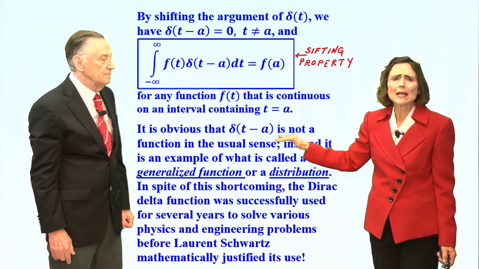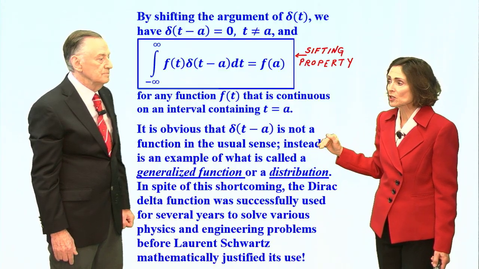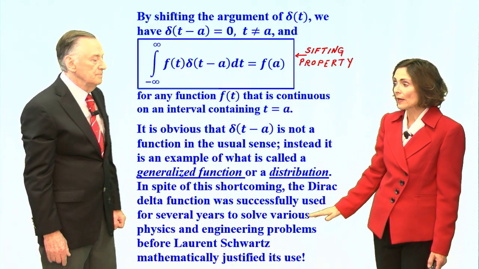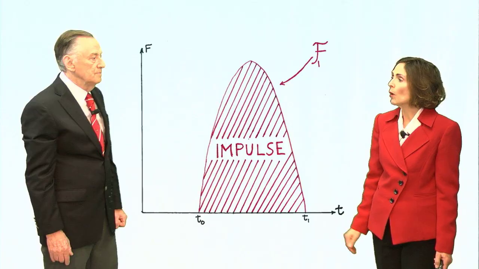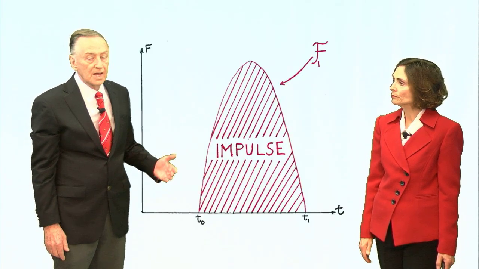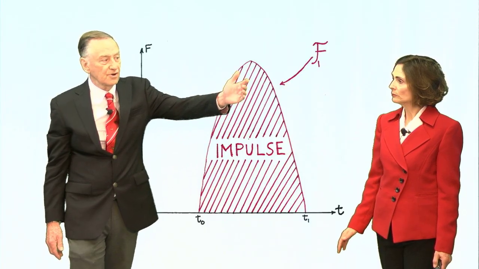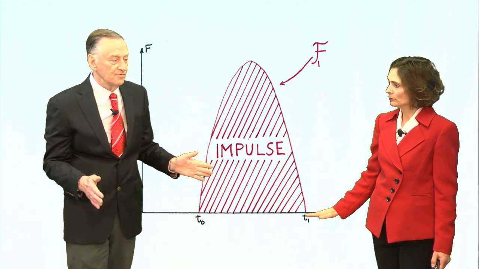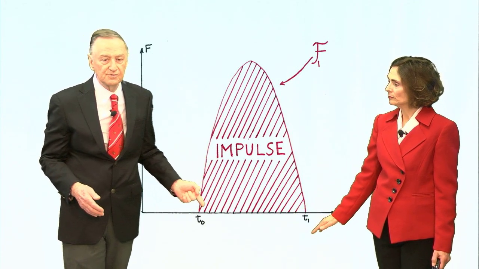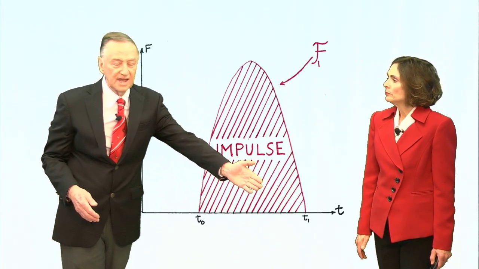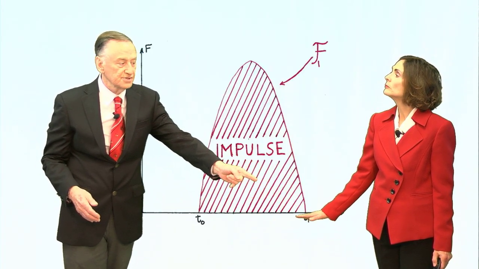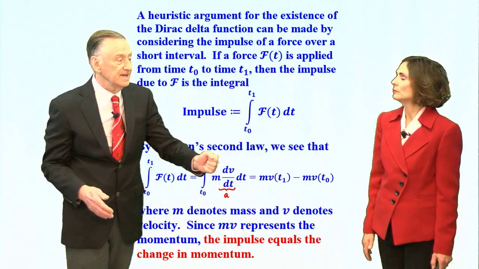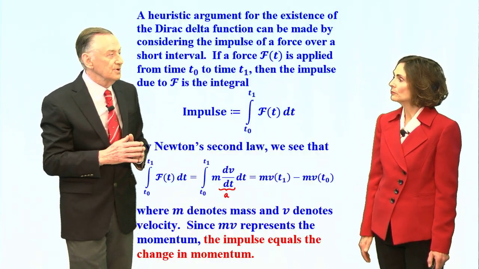Now, delta of t minus a is not a function in the classical sense. It's actually a generalized function or distribution, but in spite of this, it's been used very effectively to solve physics and engineering problems, and we're going to look at its mathematical justification. So here, the impulse is the area under this curve, the force applied over a short time interval, from t0 to t1. We're going to look at what happens as we take the t values closer and closer to t0, and we keep the area under here the same, but the height gets larger and larger.